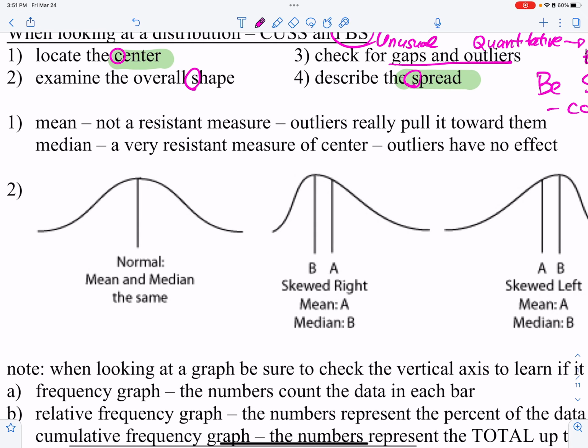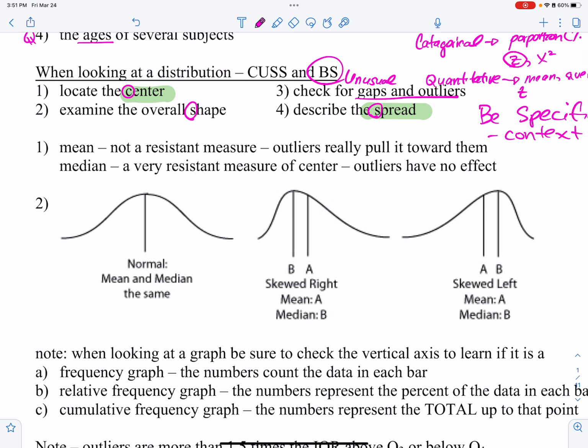Mean is not a very resistant measure, so if you have everybody here, let's say the average of everybody's salary is $50,000, and then you have one person out here that ends up getting, let's say, $1 million. And the fact that they have $1 million means the mean is going to be drawn to the right of the median, pulled toward the outlier. The median doesn't have much of a change.